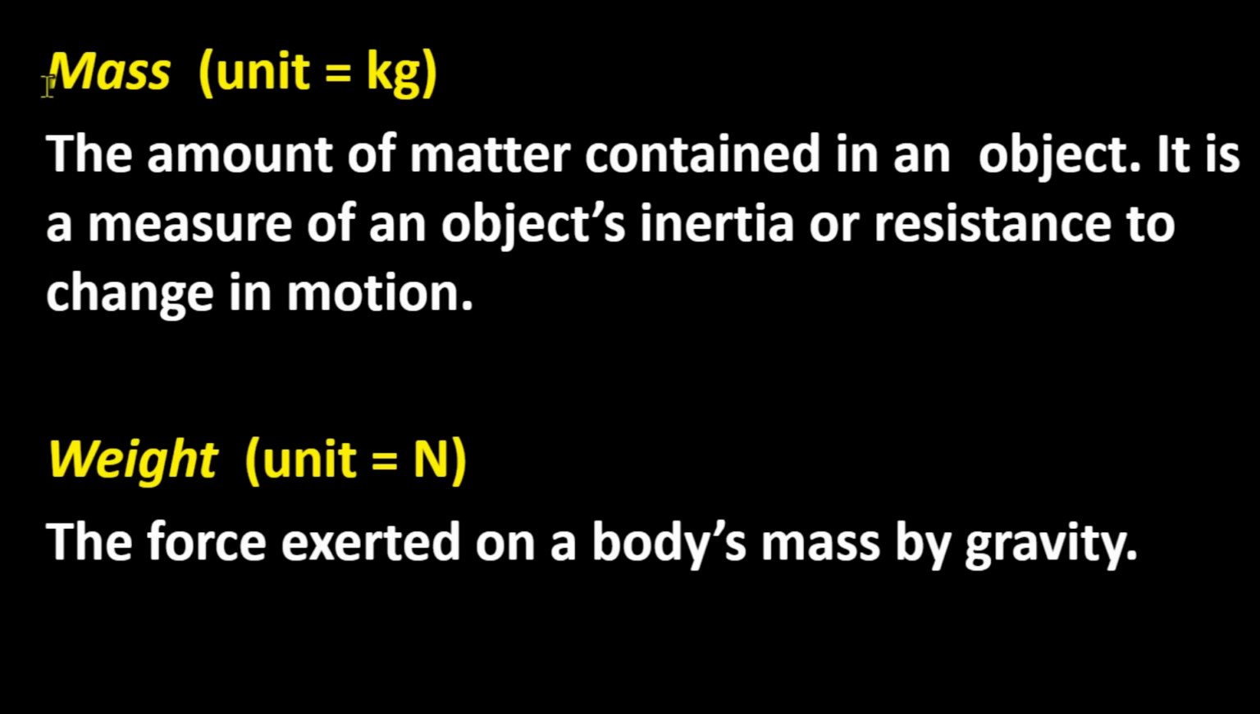Mass, which the unit is kilograms, is the amount of matter contained in an object. It is a measure of an object's inertia or resistance to change in motion. Basically, objects that have more mass resist changes in motion more. Weight is measured in newtons. Weight is a force exerted on a body's mass by gravity.